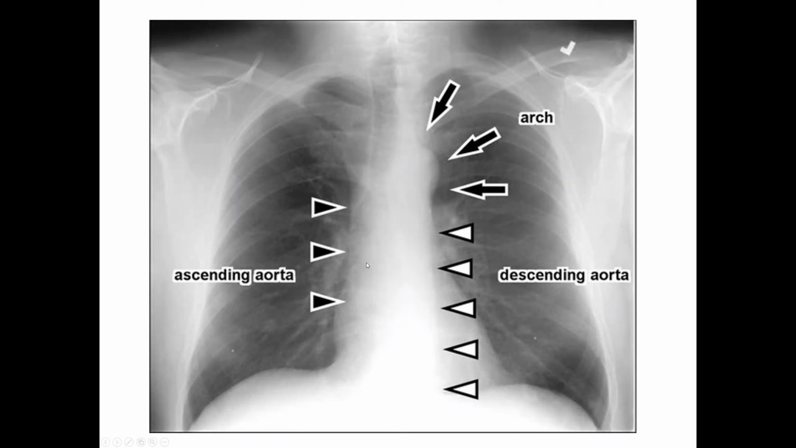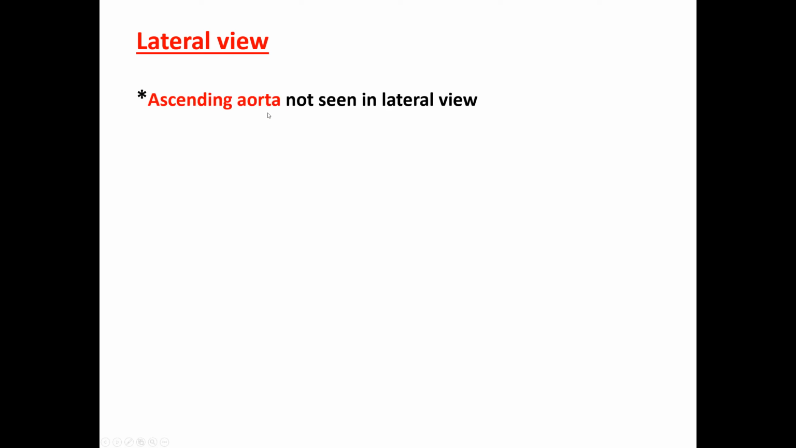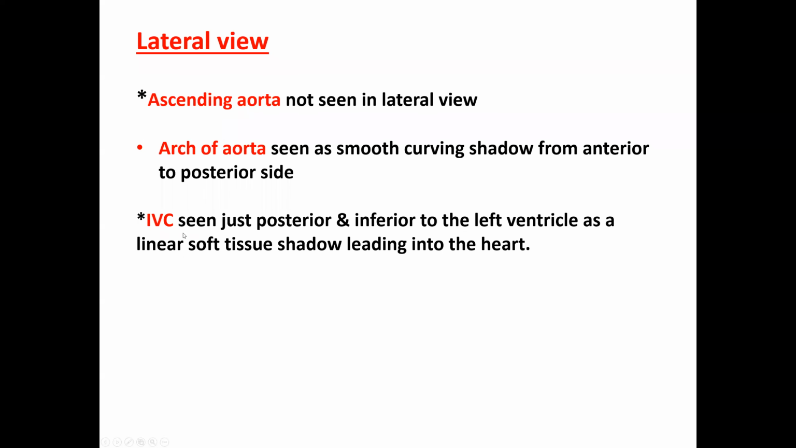Here we see the shadow of the ascending aorta, aortic arch and the descending aorta. Lateral view. Ascending aorta not seen in the lateral view. Arch of aorta seen as smooth curving shadow from anterior to posterior side. Inferior vena cava seen just posterior and inferior to the left ventricle as a linear soft tissue shadow leading into the heart.